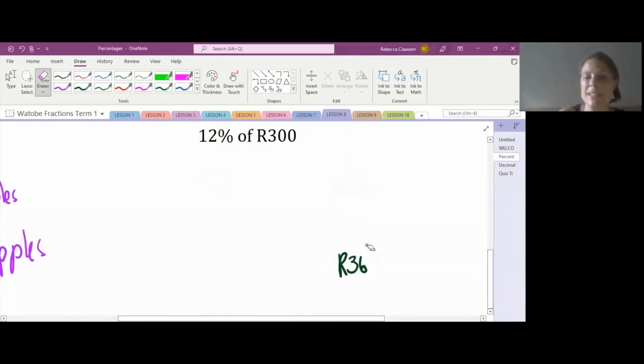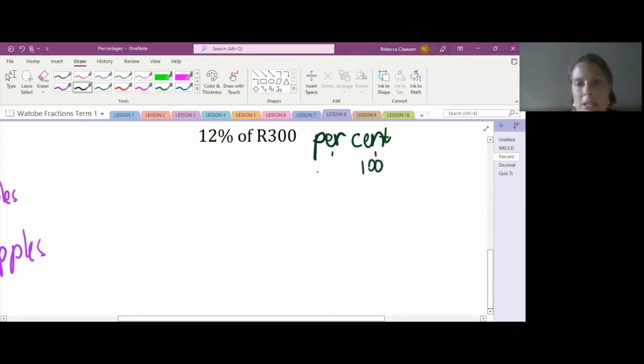Okay. Now the word percent means of 100. Cent means 100 and per means for each or of or about. Okay, so 12% means 12 out of 100. So 12% always means 12 out of 100. So if you did a test and you got 12%, that means that you got 12 out of the 100 marks correct. All right, so 12% is 12/100.